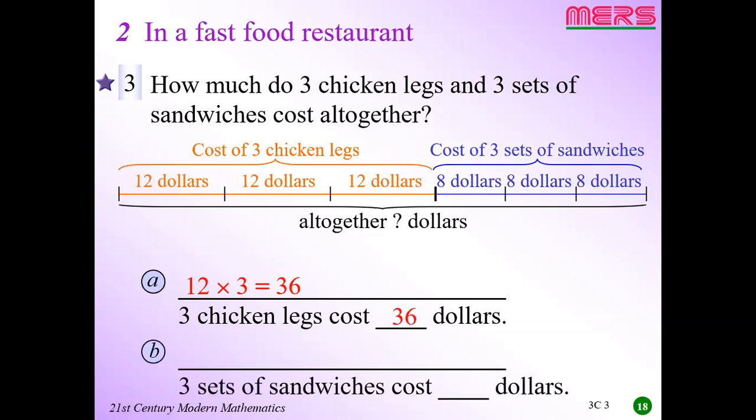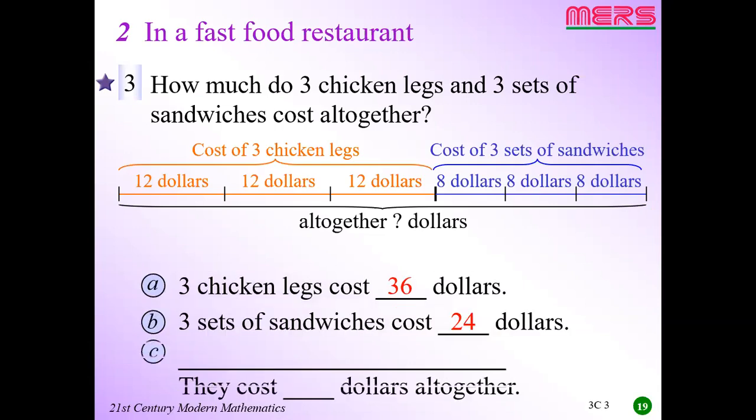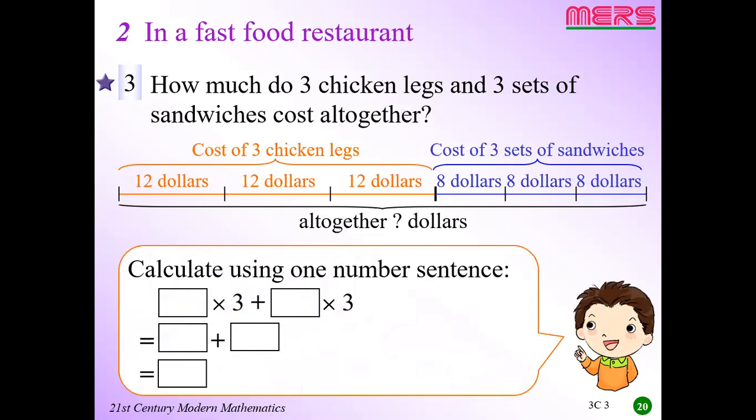Part B, another multiplication here. 8 times 3 equals 24. So for this part, they cost $24. Okay, the final one is to find the total number here. We use addition. 36 plus 24 equals 60. They cost $60 altogether.